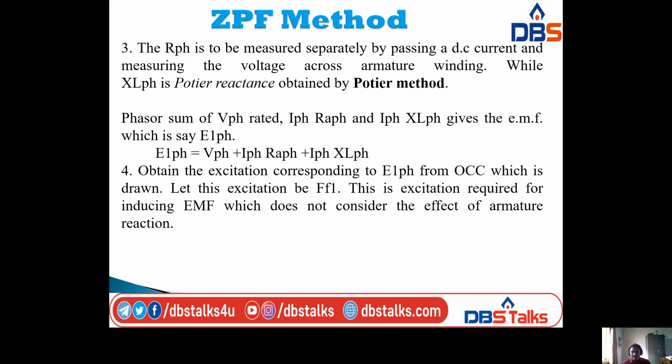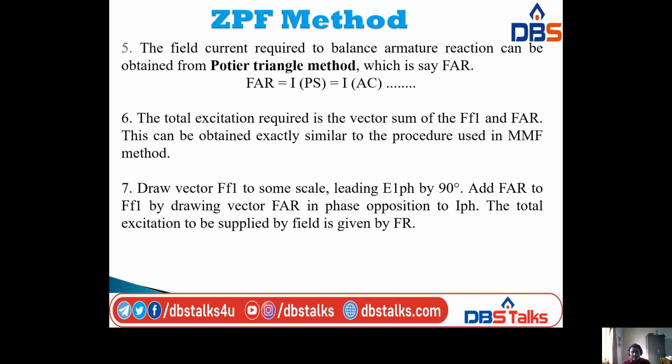Next, obtain the excitation corresponding to E1 phase from the OCC, which is drawn. Let this excitation be FF1. This is the excitation required for inducing the EMF, which does not consider the effect of armature reaction. And the field current required to balance the armature reaction can be obtained from the Potier triangle method, which is say FAR.